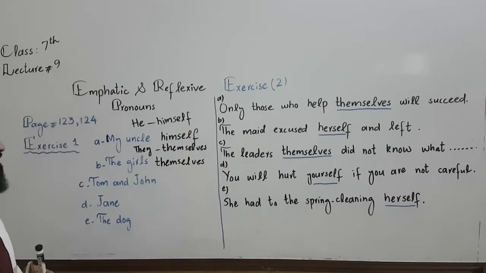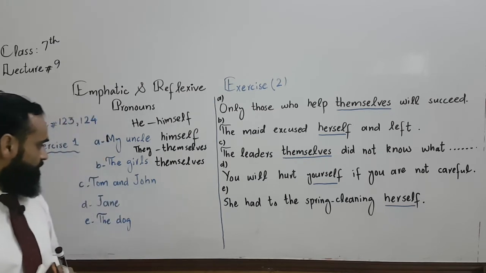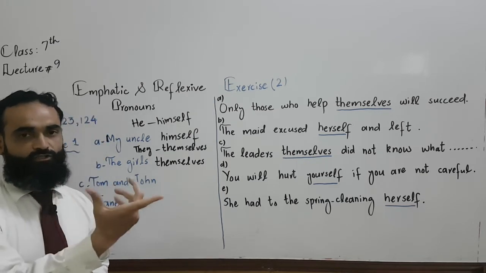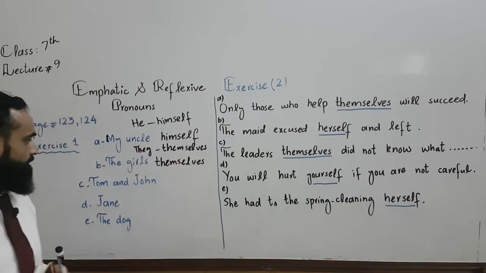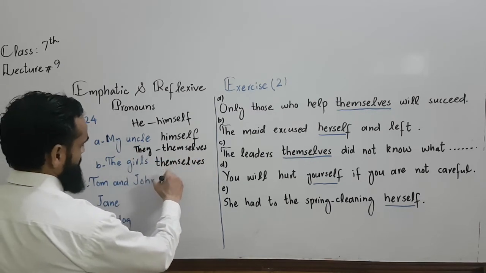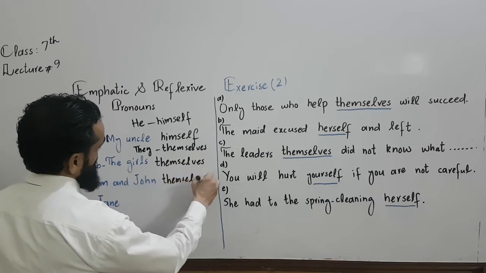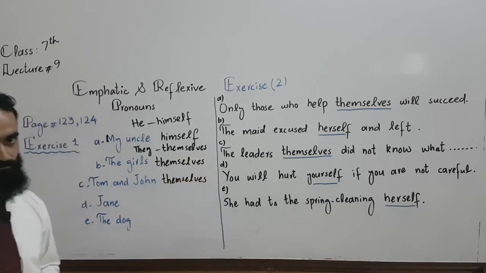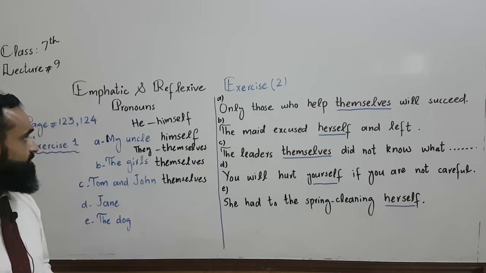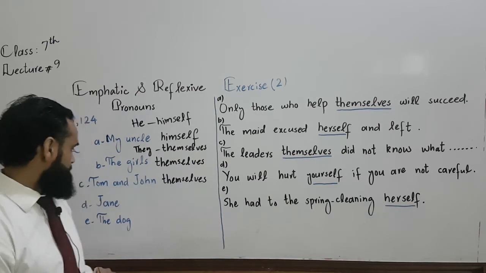If you look at option C, Tom and John. Tom and John are two boys. If they are playing over there, I would say they are playing. So again we will write themselves in front of Tom and John. It is their reflexive and emphatic pronoun.